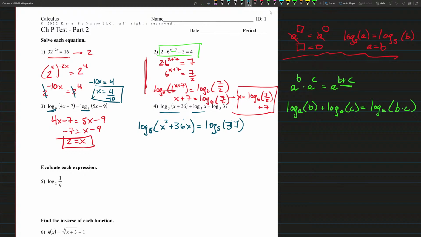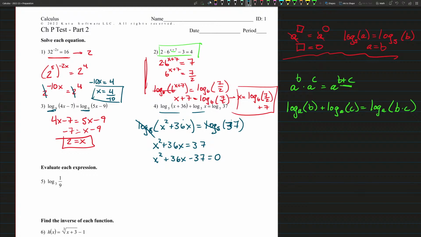Now we have just log base 5 on the left and just log base 5 on the right. There's nothing else outside. Because we have that, we can cancel them out. That's the one-to-one property. And then we have x squared plus 36x plus 37 is equal to 37. And then we can solve. If we subtract the 37 over, we have a quadratic, which we should know how to solve.